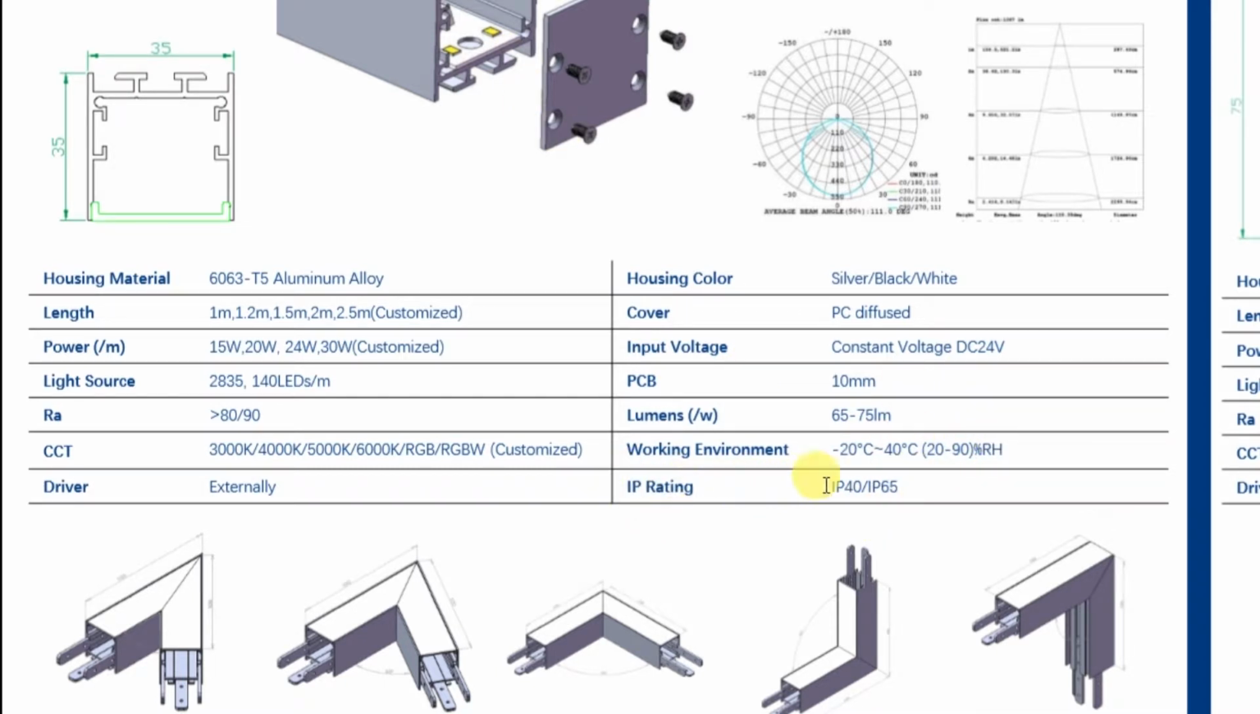And next one is the IP rating. Here the IP rating is IP40 and IP65. And IP65 is waterproof, and IP40 is dust proof and a little waterproof. But if you need IP20, just dust proof, the supplier can supply you.